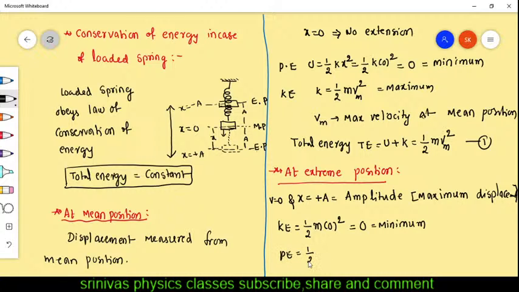Why is potential energy maximum? Because x is equal to a, where a is the maximum displacement. That's why it will become maximum. What happens to the total energy here? What happens to the total energy? You take the screenshot and note it, and then I will continue here.